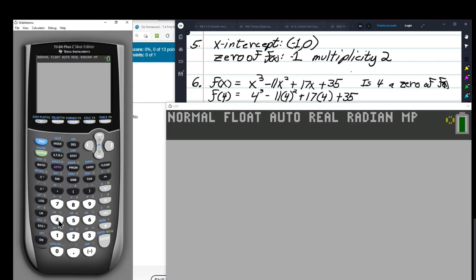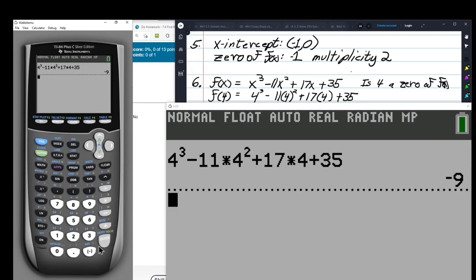Okay, now 4 caret 3, that gives me 4 to the third. Then I have to hit the right arrow key to come down, just like in my math lab. So 4 to the third minus 11 times 4 squared plus 17 times 4 plus 35. Let me make sure I put the right things in. 4 to the third minus 11 times 4 squared plus 17 times 4 plus 35. Okay, I did put the right stuff in. And I got the answer negative 9, which is a very nice answer.